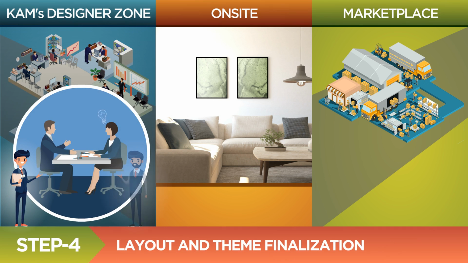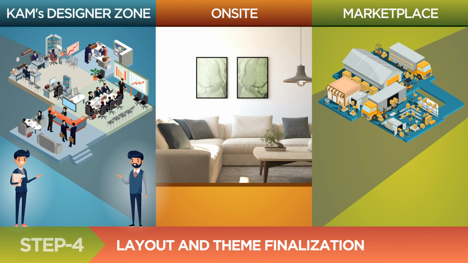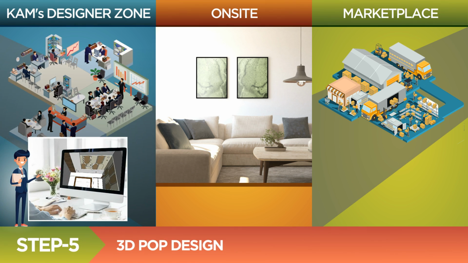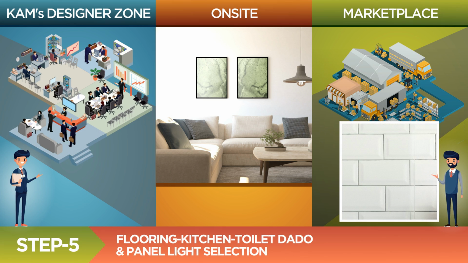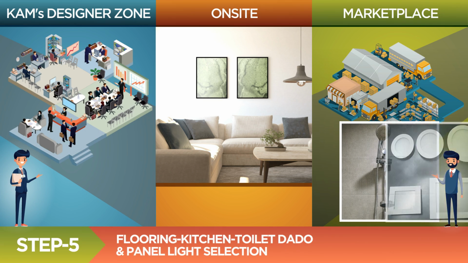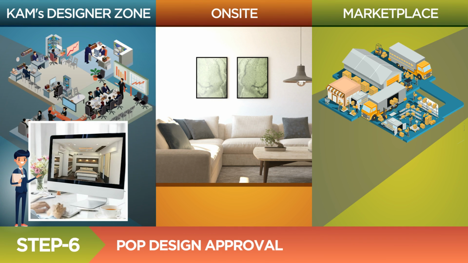Once the layouts are drafted, brainstorming sessions are scheduled to discuss your ideas to finalize the theme and the layout. Once the theme and the layout are finalized, we start working on the 3D POP design options. The flooring, kitchen dado, toilet dado and panel light selection is done in parallel. We submit the 3D POP design options for you to review and approve.